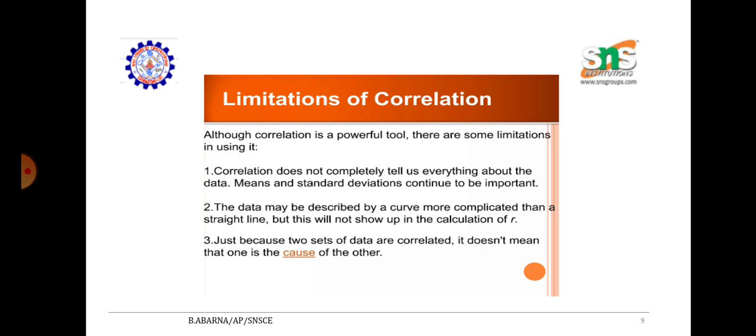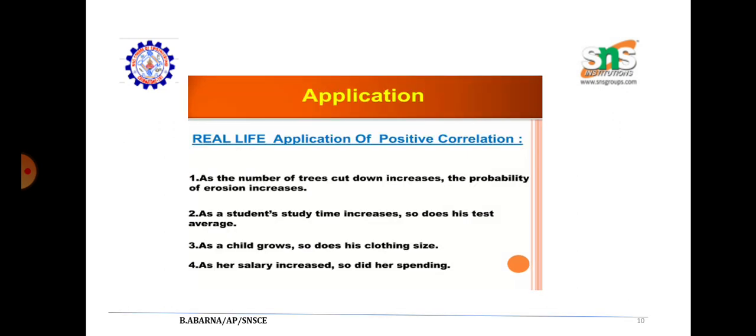Limitations of correlation. Although correlation is a powerful tool, there are some limitations in using it. Correlation does not completely tell us everything about the data. Means and standard deviations continue to be important. The data may be described by a curve more complicated than a straight line, but this will not show up in the calculation of R. R means correlation coefficient. Just because two sets of data are correlated, it doesn't mean that one is the cause of the other.